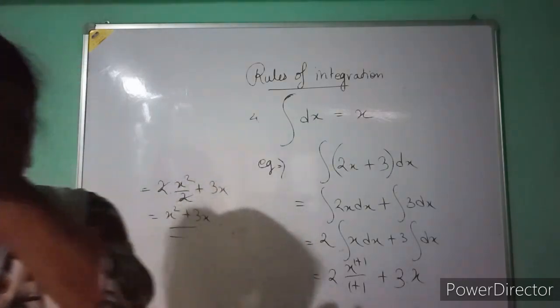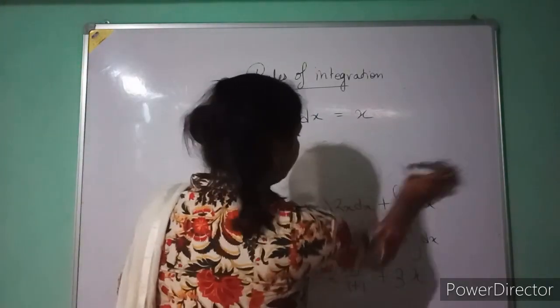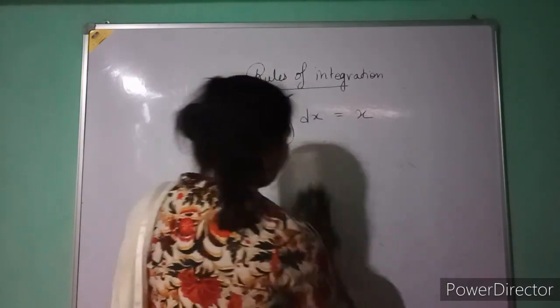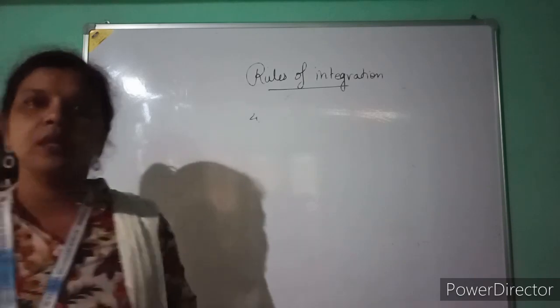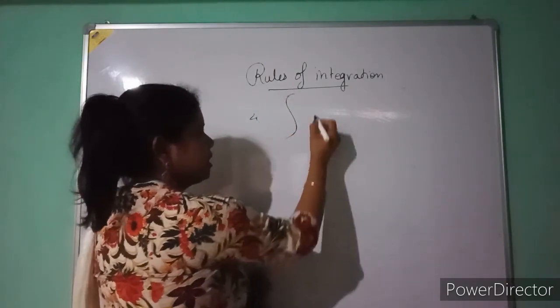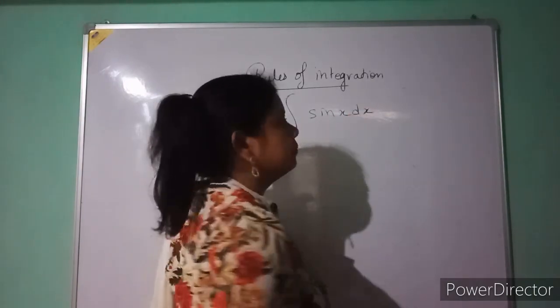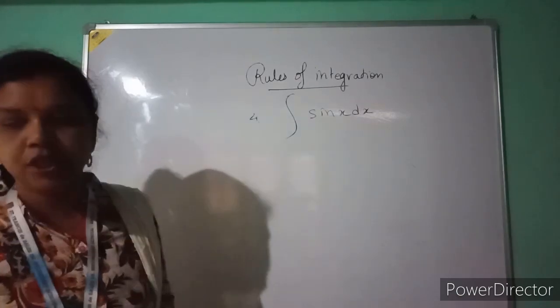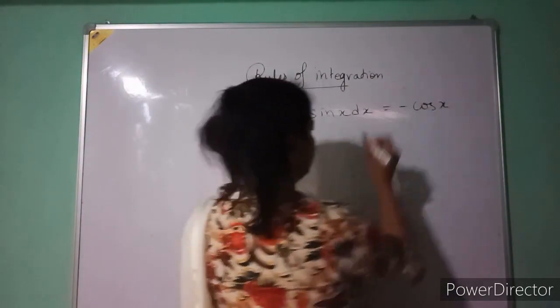Hope it is clear to all of you what I have done. Now the other two I will just write as equations. We will not use them in mathematical solutions, we will be using them for solving equations only, means deriving. Integration of sine of x dx. If it is integration sine x dx, it will be equal to minus cos of x.